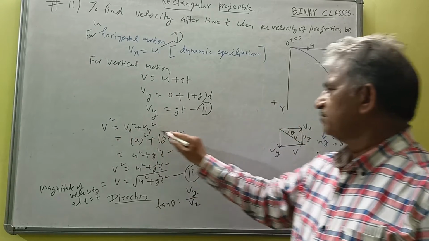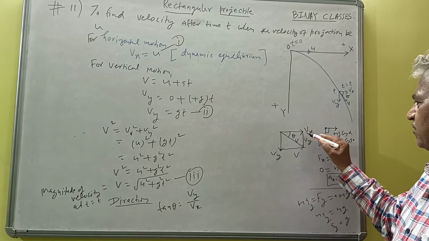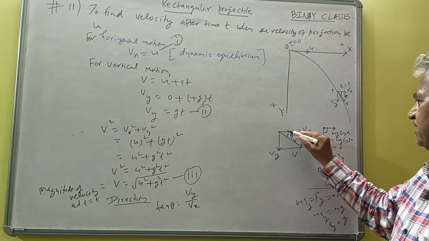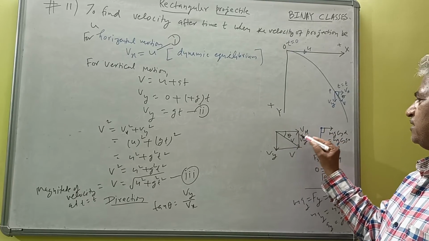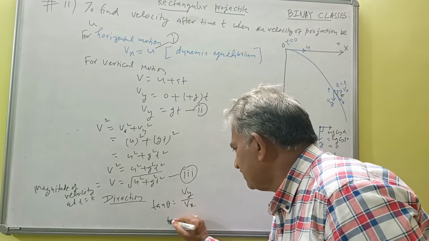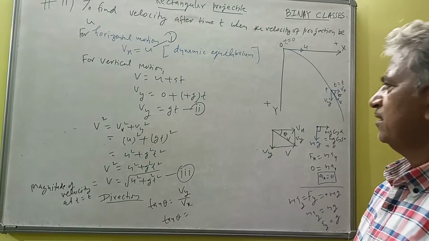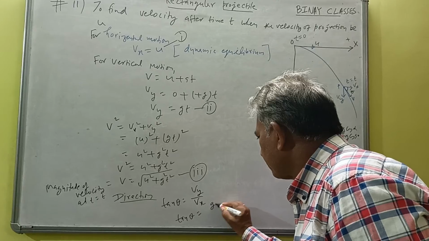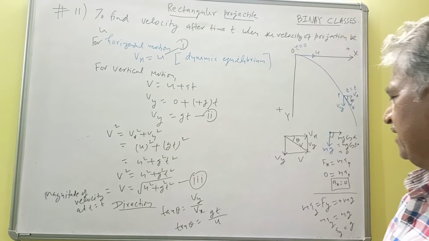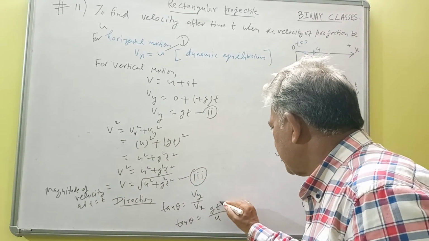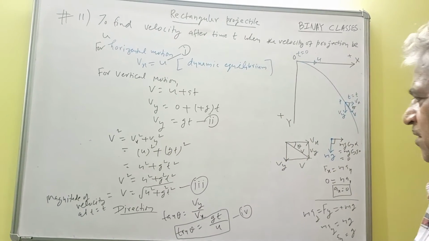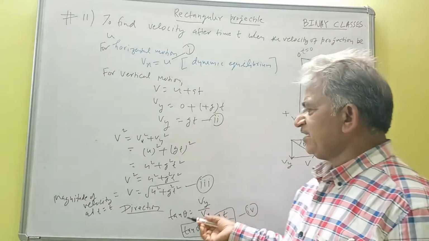So Vx square plus Vy square is equal to V square. So this was the concept. And for tan theta, this direction has the velocity Vy, and this is Vx. So tan theta is equal to perpendicular by base, so Vy by Vx, this is the answer. Now put the answer: Vy is gt and Vx is u. So finally tan theta is equal to gt by u, the fourth relation. So in this way, this concept is finished.